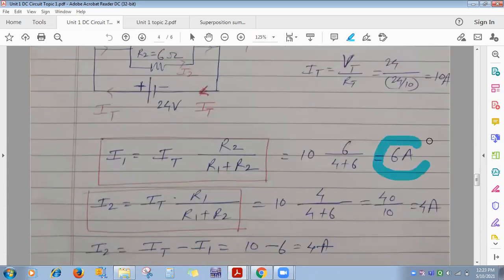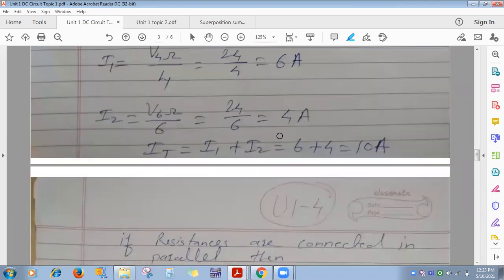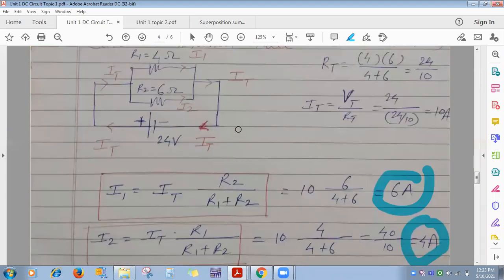Here 6 ampere and 4 ampere, the same answers. In the earlier one also, see, 6 and 4, the same answer we got. Okay, so this is how to apply current division. The current division rule can be applied when two resistances are connected in parallel; applying it, you can find the current flowing through each resistance. If 3 are there, then what will you do?